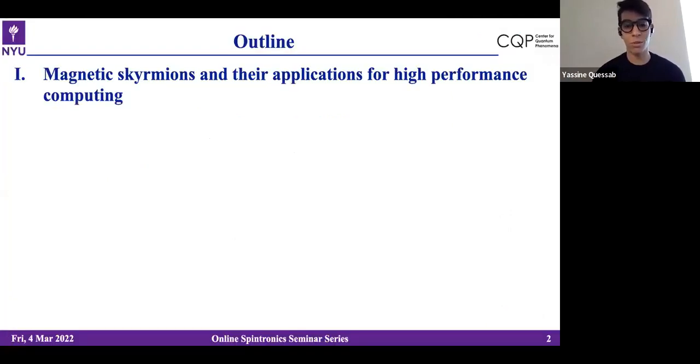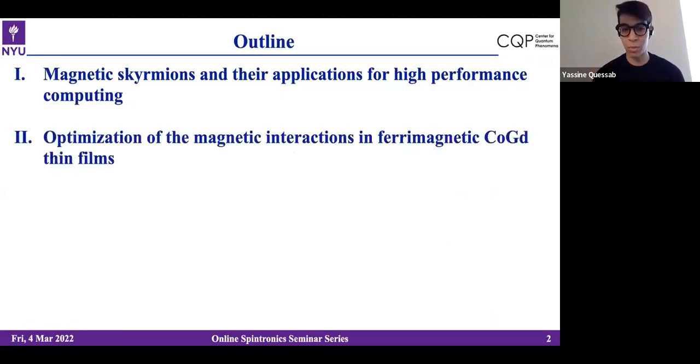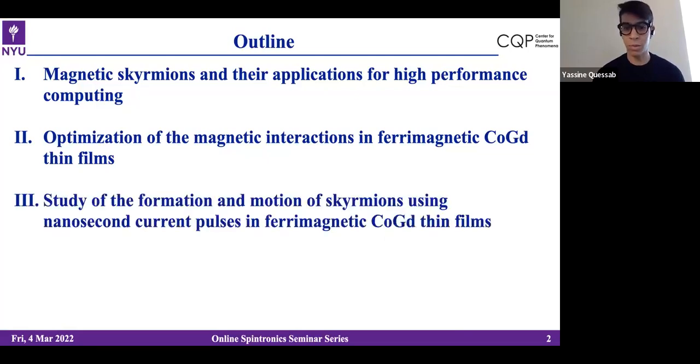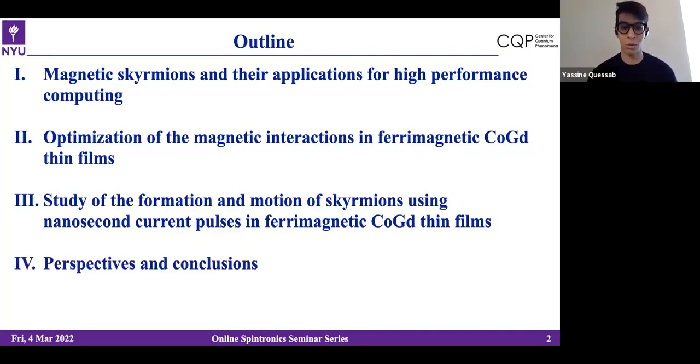So first, I will introduce the magnetic skyrmions and their application for high-performance computing, and then I will talk about these parameters that control the skyrmion dynamics and what are the different steps that we took to optimize the interactions in cobalt gallium thin films in order to achieve fast skyrmion dynamics that I will talk about in the third part of my presentation, and where I will talk about the current-induced formation and motion of skyrmions using nanosecond current pulses in cobalt gallium thin films. And then finally, I will mention a few perspectives of this work.